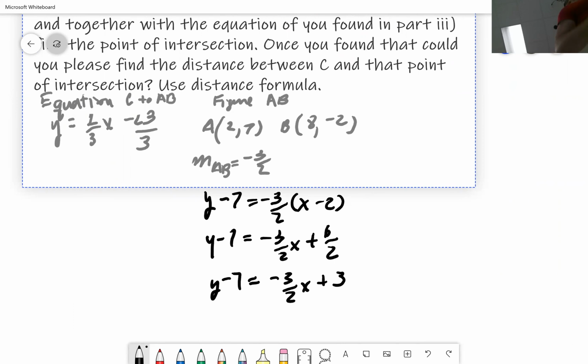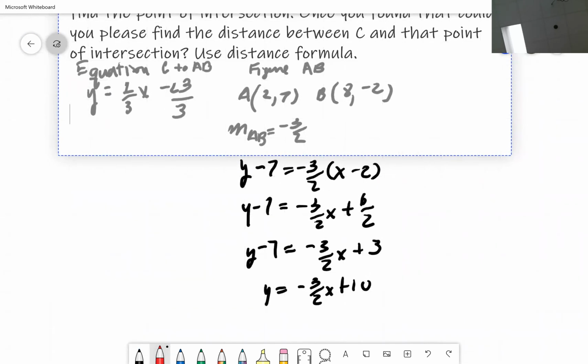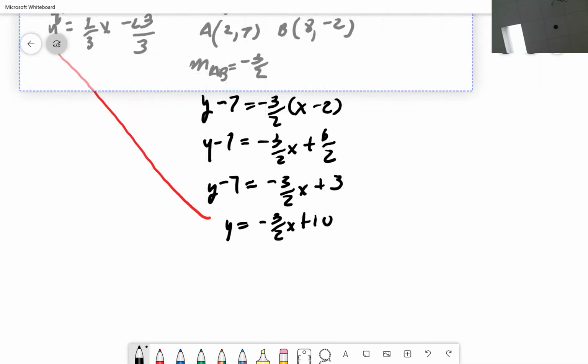And we add the 7 over, we should get 10, right? So we should get y equals -3/2 x plus 10. I think that's correct, right? So now we can set these two guys equal to each other so we can get the point of intersection. It might be horrible numbers, I don't know. So we got 2/3 x minus 23/3 equals -3/2 x plus 10.